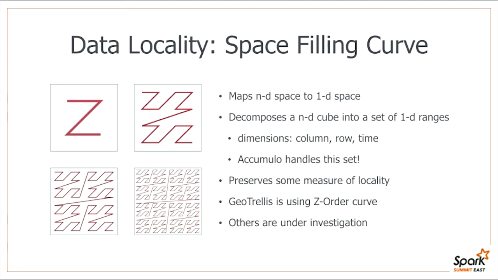So a space-filling curve maps an n-dimensional space to a one-dimensional space. We also get a function that allows us to take a hypercube, some subspace of that, for example a spatial extent and temporal extent, and decompose that into a set of one-dimensional ranges. And one-dimensional ranges is exactly what we have. We can throw that right against Accumulo and expect a response. Surprisingly, Accumulo is really great at taking a huge number of these ranges, parsing them out and starting to give us a response quickly.